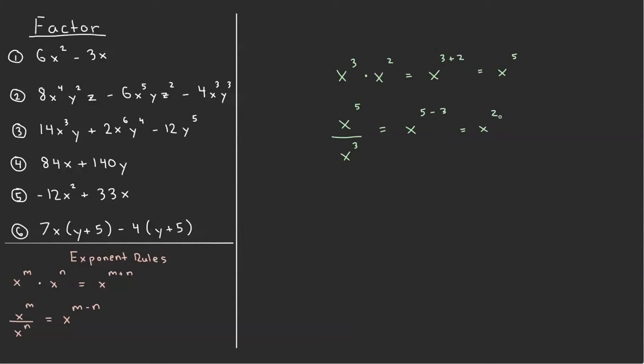Okay, the key to using these rules here is that we have the same base. Okay, so the base in this case is x. You know, if this was x and this was y, we would not be able to use this rule here. Same for this division rule here. Okay, so let me go ahead and get rid of that.